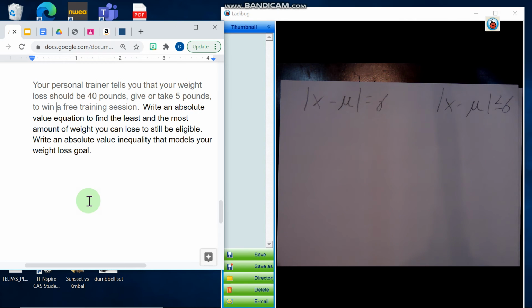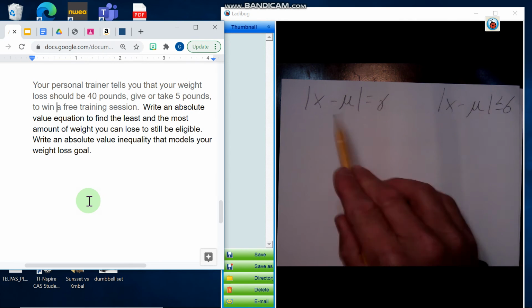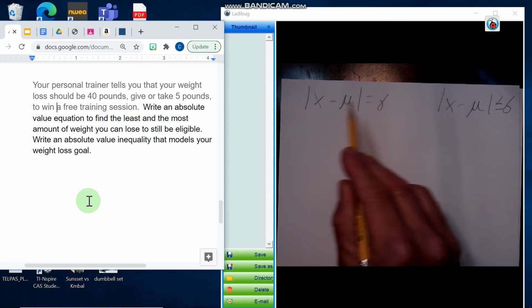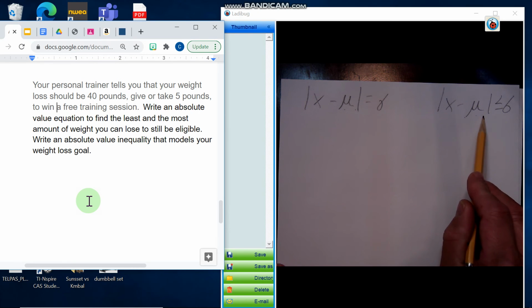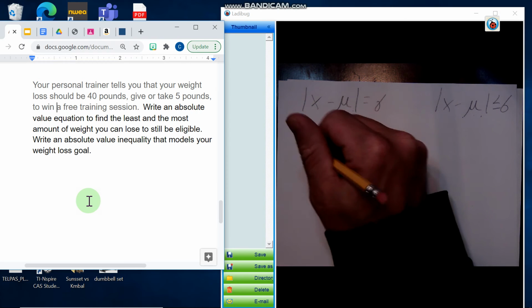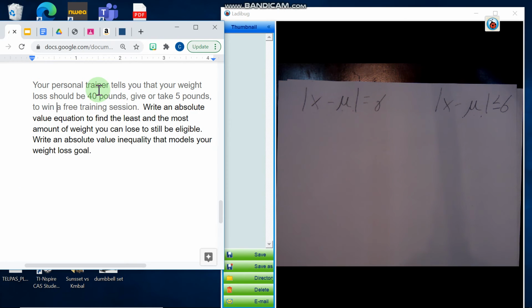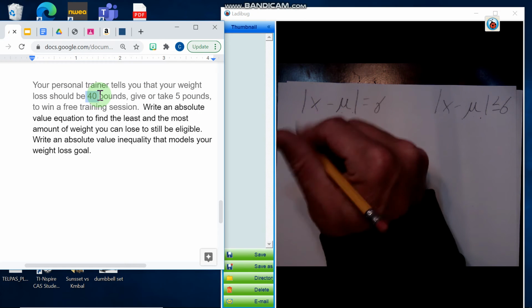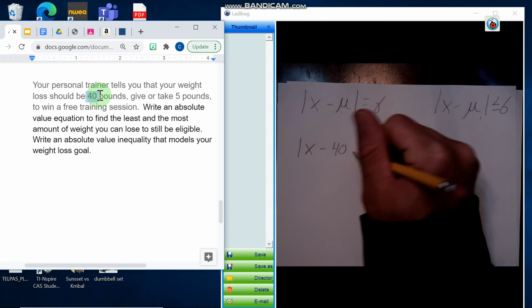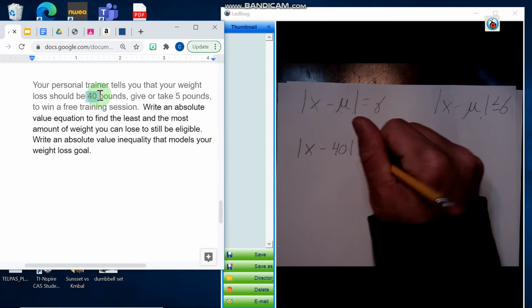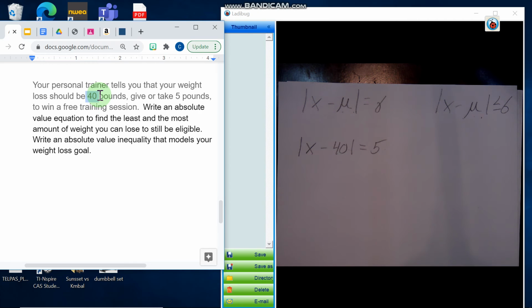Same formula. This, remember, is just maximum minimum. This one is for the range. So maximum minimum. First, our target, our average, our mu, is going to be 40. And our sigma is going to be 5. That's our give or take.